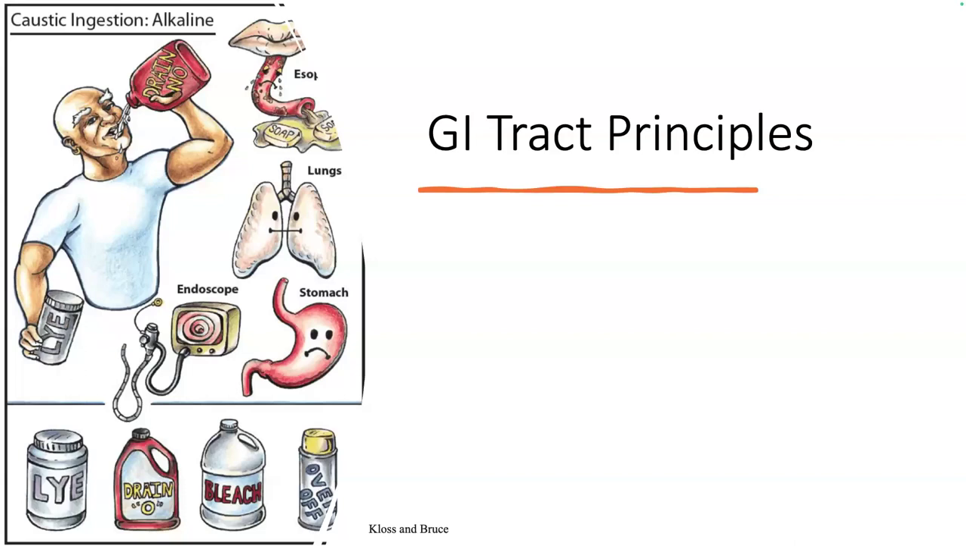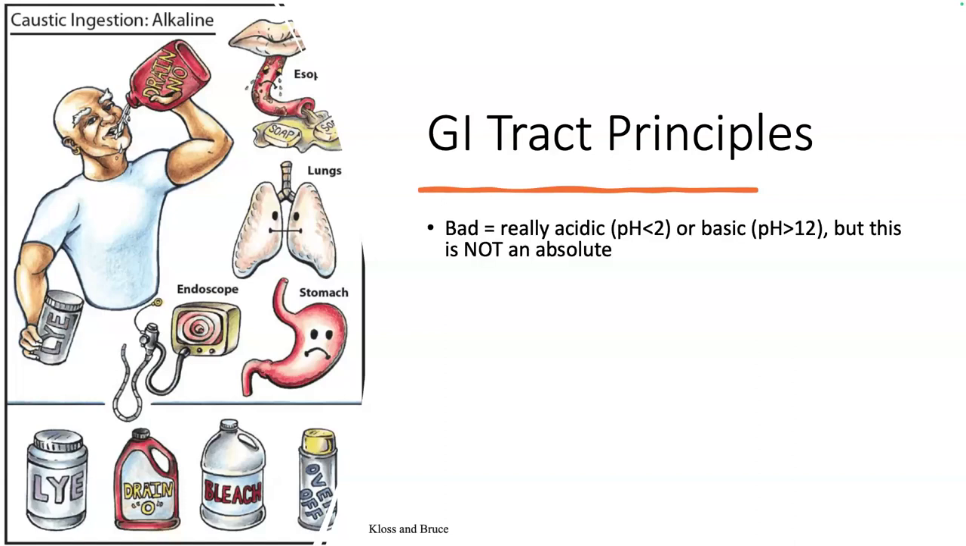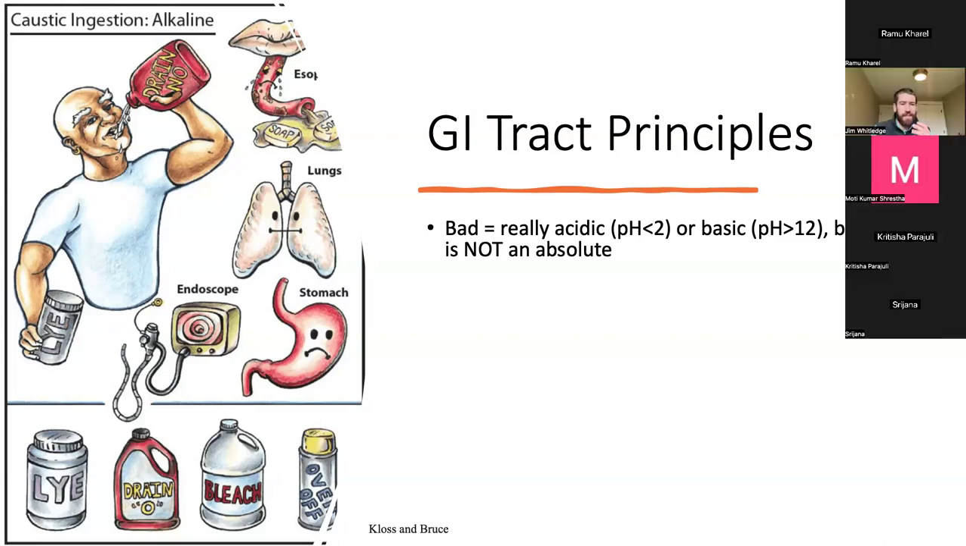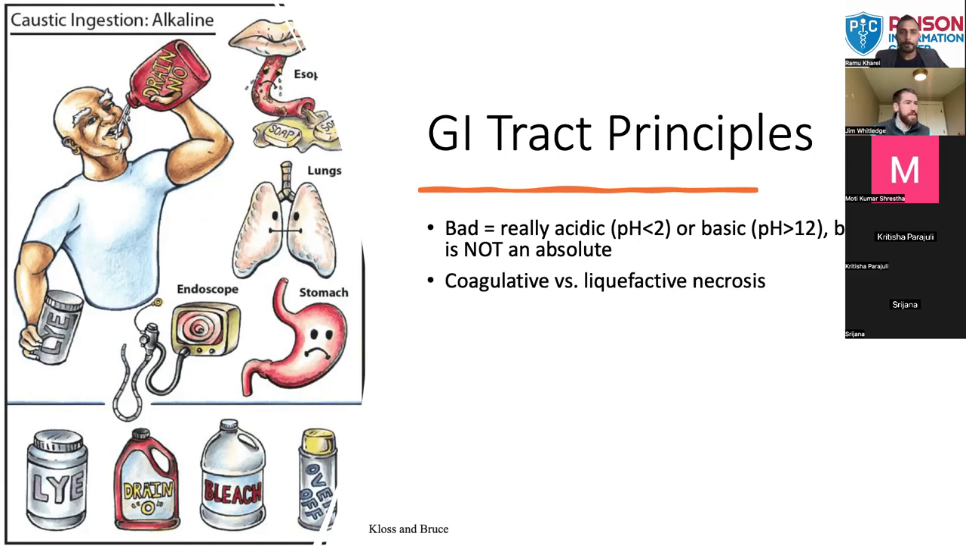So that covers the airway, but let's talk now a little bit about the GI tract itself. We'll go through a few different principles. We tend to think about very acidic or very basic substances being particularly concerning. And when I say really acidic, I'm talking about a pH usually less than 2, or when I say really basic, I'm talking about a pH greater than 12. These are not absolute numbers, and there are certainly substances which, as I mentioned before, may not be very acidic or basic, but because of their chemical properties can still be quite caustic, but we get more concerned if they are really acidic or really basic.